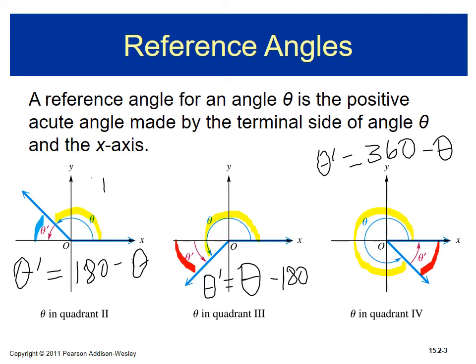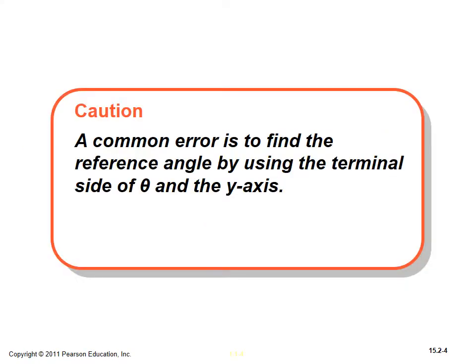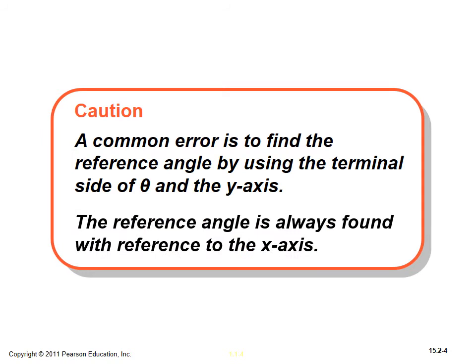If you remember, this is quadrant 1, quadrant 2, here's quadrant 3, and here's quadrant 4 down there. So in the first example, the ray is in quadrant 2. In the second, the ray is in quadrant 3, and in the third, the ray is in quadrant 4. All right, so a common error is to find the reference angle by using the terminal side of theta and the y-axis. You never use the y-axis, we only use the x-axis. So the reference angle is always found with reference to the x-axis.